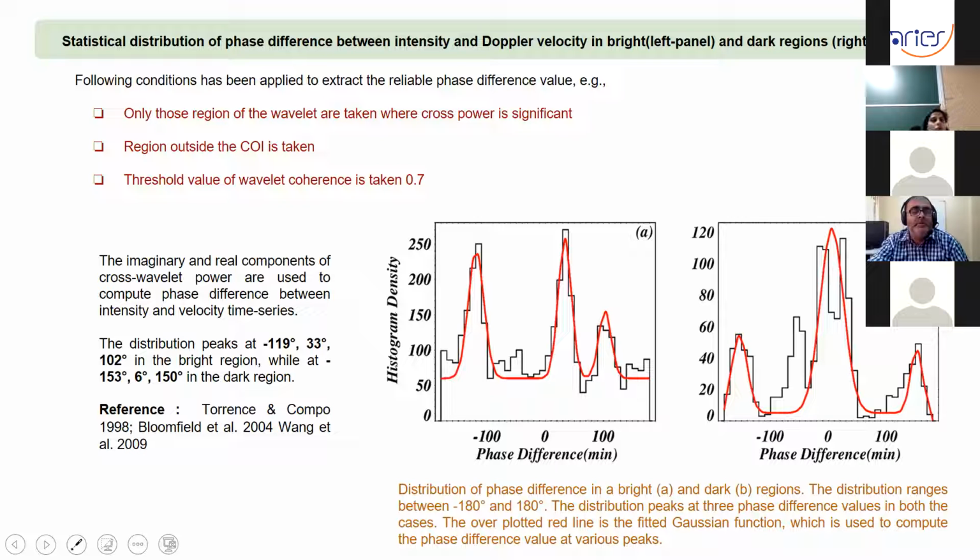So we know in ideal MHD, there is a phase difference of 0 and plus minus pi between intensity and velocity in case of propagating waves, while there is a phase difference of plus minus pi by 2 between I and V in case of standing wave mode. On that interpretation, we say that there is a variety of slow magnetoacoustic waves present in the transition region.